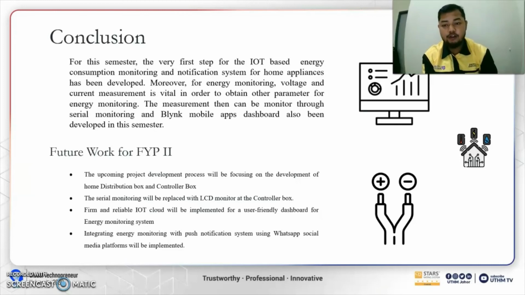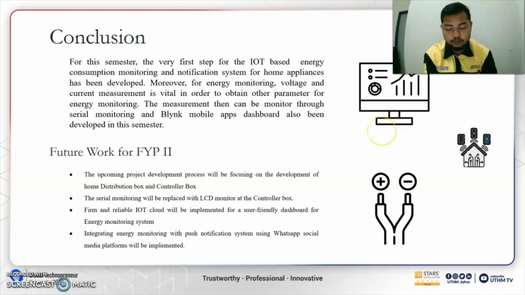As a conclusion, for this semester, the very first step for the IoT-based energy consumption monitoring and notification system has been developed. Moreover, for energy monitoring, voltage and current measurement is vital in order to obtain other parameters, and the measurements can then be monitored through the serial monitor, and the Blynk mobile app dashboard has also been developed this semester.